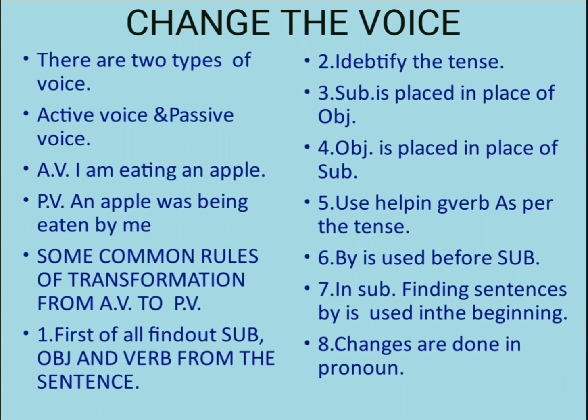Number 2, it is given that we have to identify tense. Why? Because we have to use a helping verb, that is why we have to identify the tense. So in number 5 it is given the helping verb we have to use. If it is present tense, we have to use is, am, are. If it is simple past, we have to use was or were. In future we have to use will, shall.